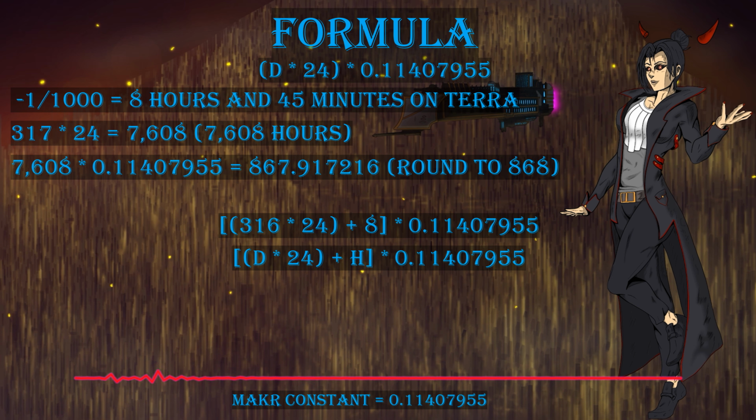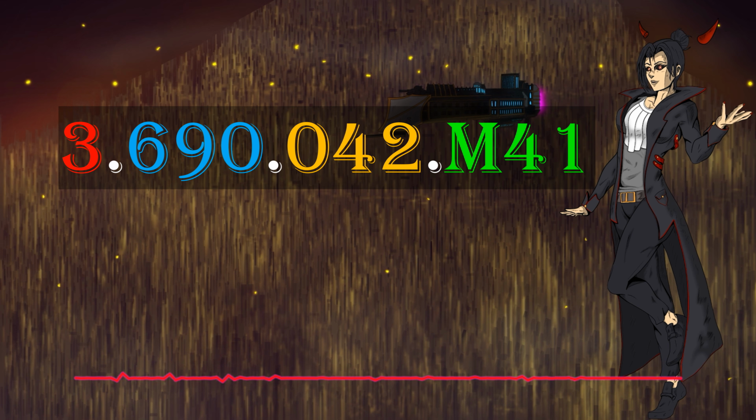You may be wondering why we add the hour of the day, and that is because D times 24 gets you the number of hours up to second 0 of the next day, which is why you need the additional hours. So going back to our original number, we have 3.690.42.M41. So what about this last bit here?